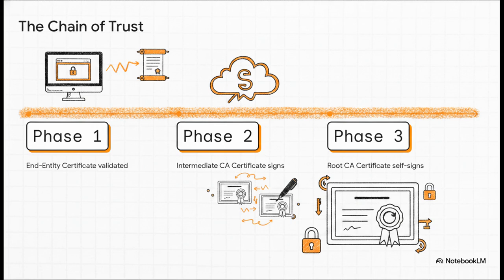Moving up, that certificate handshakes with an intermediate CA certificate, which signs it. Finally, that intermediate certificate handshakes with the ultimate anchor at the very top, the root CA certificate. The root CA is self-signing, meaning it uses its own private key and code signing to provide the ultimate integrity and authenticity for the whole chain.